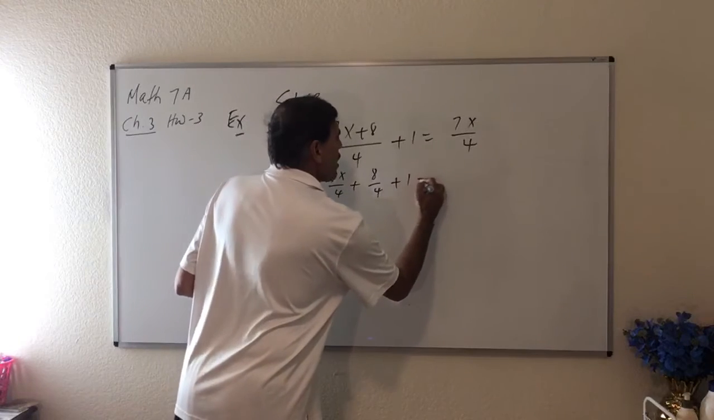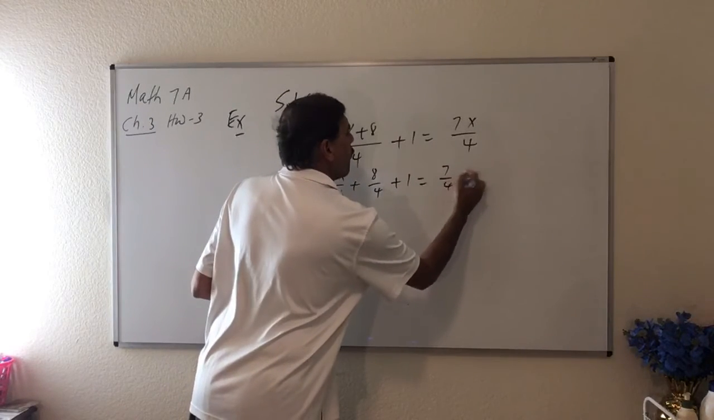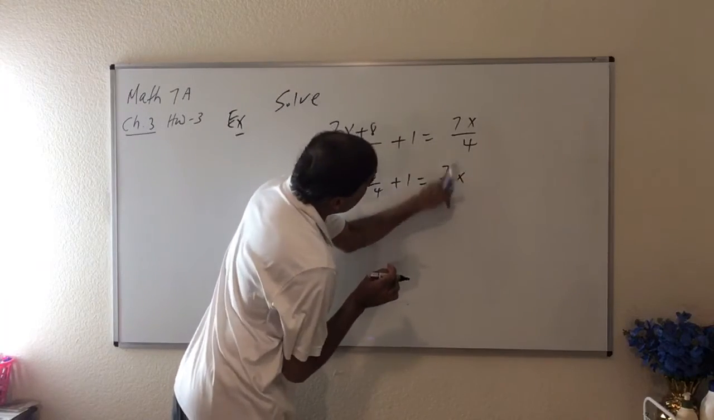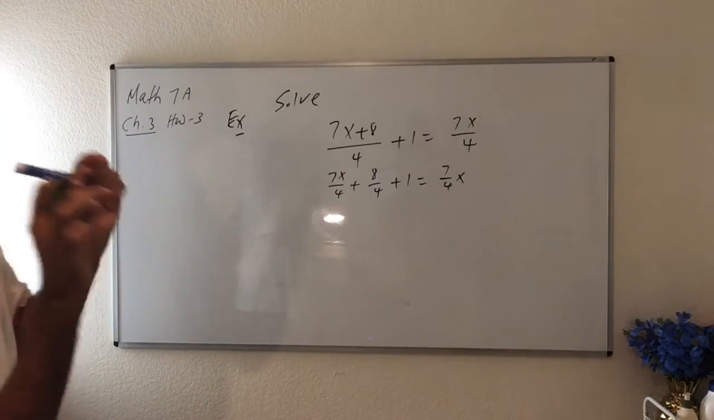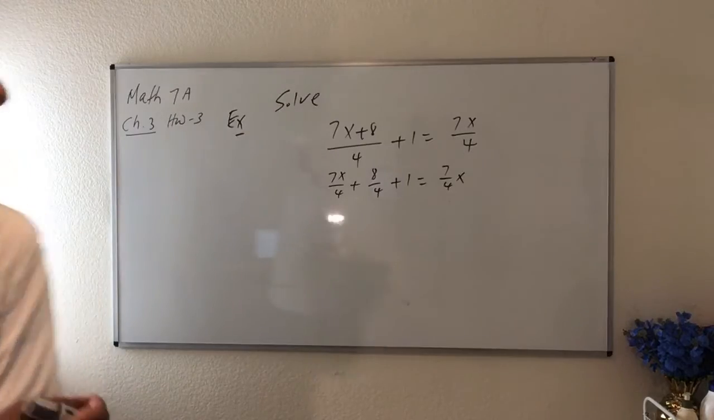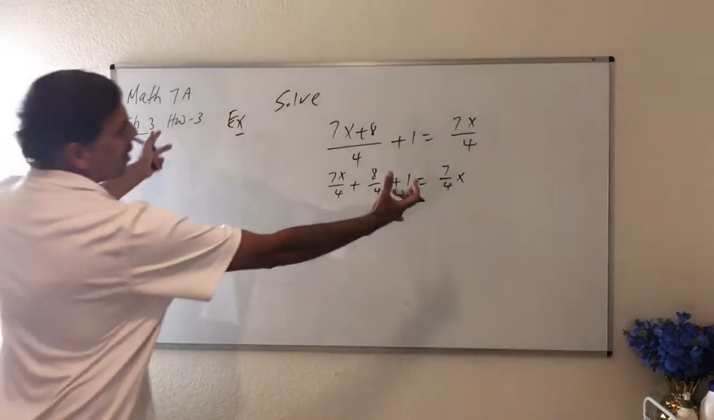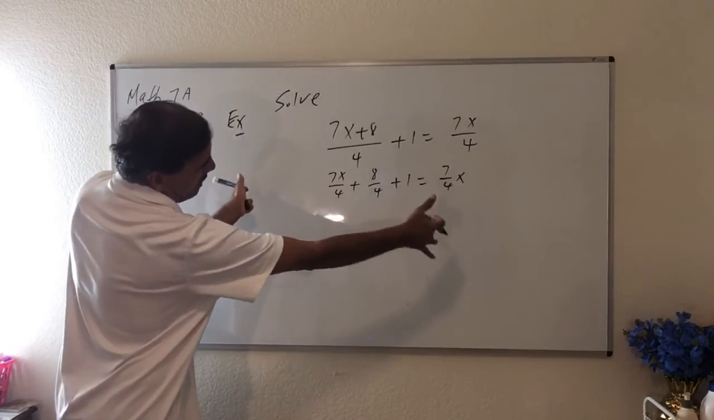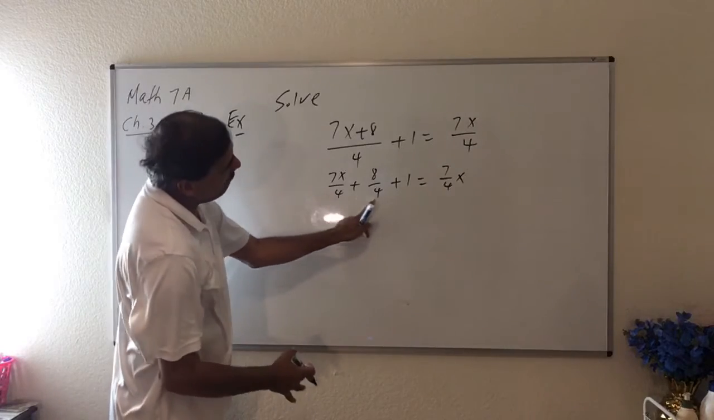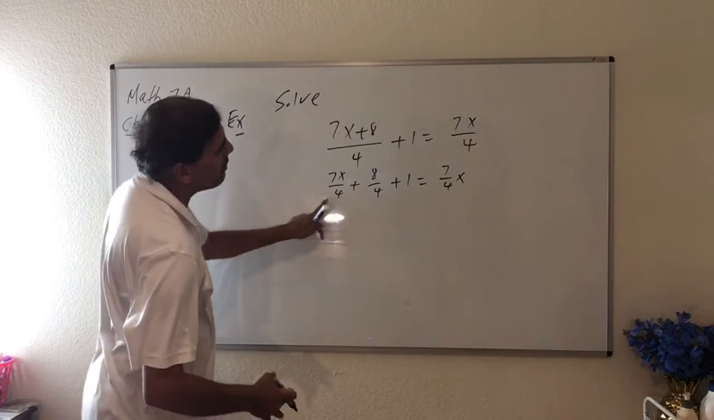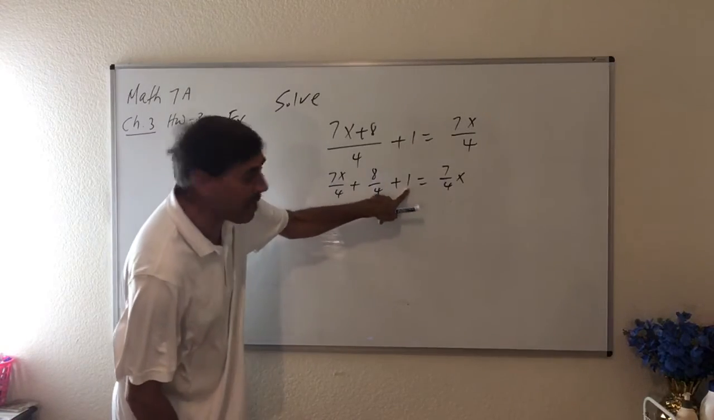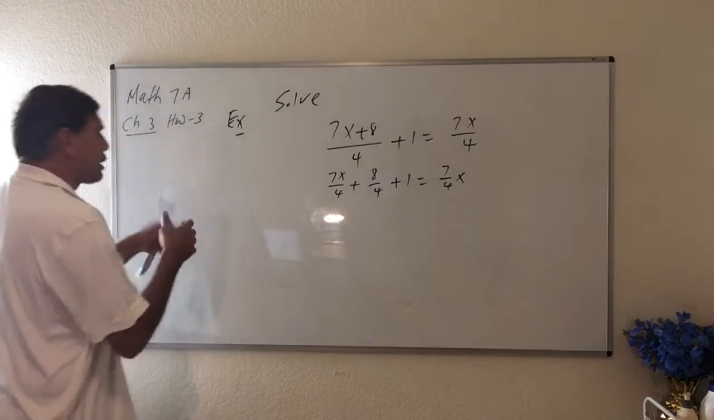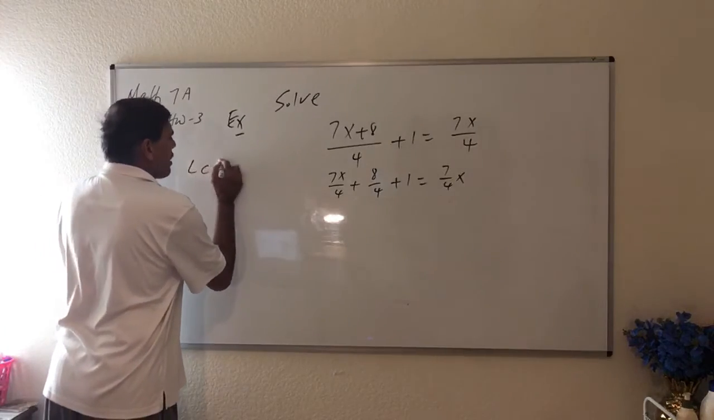Plus 1 equals 7 over 4x, which remember x in the middle is the same as x on the top. So do not write x at the bottom. So now look, every term has its own denominator, so we can say clearly 4 is the lowest common denominator. And remember, even though there is no fraction here, you have to multiply here as well. So 4 is the LCD.